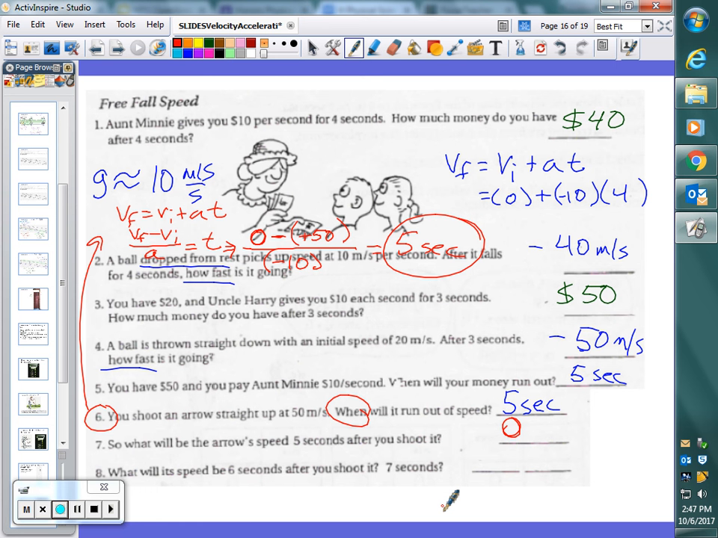What will its speed be after 6 seconds? If it's speed, what do we have to write? 10, right? If it's velocity, what is it? Negative 10. What will its speed be after 7 seconds? 20, right? What will its velocity be? Negative 20.